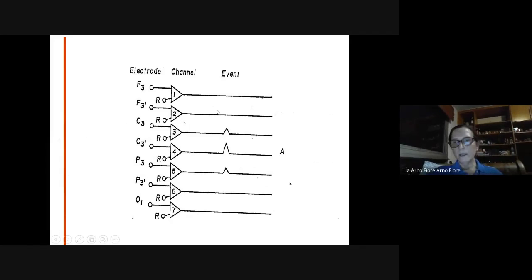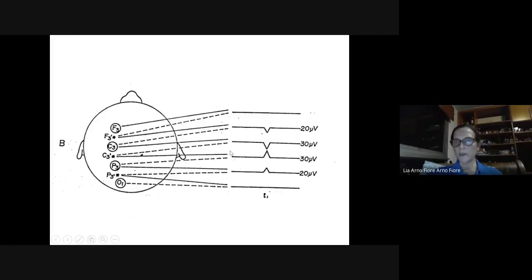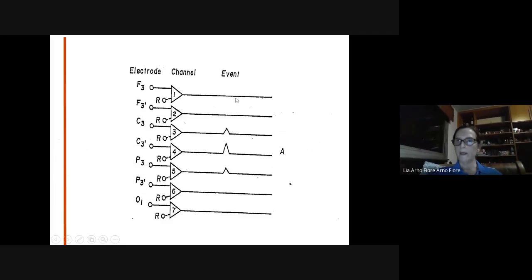Well, and if you use the referential program, remember C3 was more negative than C3 and P3. So the deflection is going to be larger because the difference of voltage is larger. So when you have a bipolar program, what counts is the phase reversal. And when you have a referential program, what counts is the deflection, the height, right? How big it is, the biggest, the more negative.